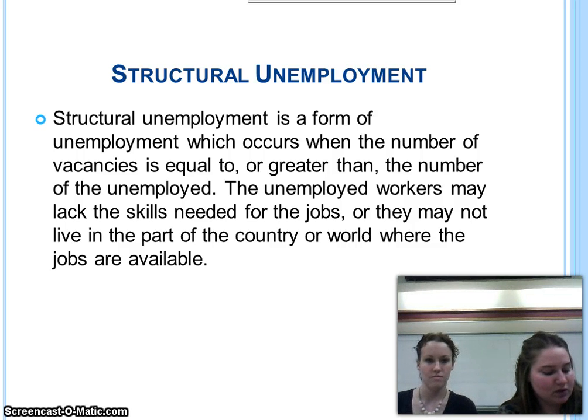Two examples of structural unemployment are the technological revolution. Computers may have eliminated some jobs, but they also opened up new positions for those who have the skills to operate the computers. And heavy manufacturing, mining. Manufacturing now involves machines, so humans are no longer needed for the harder work.